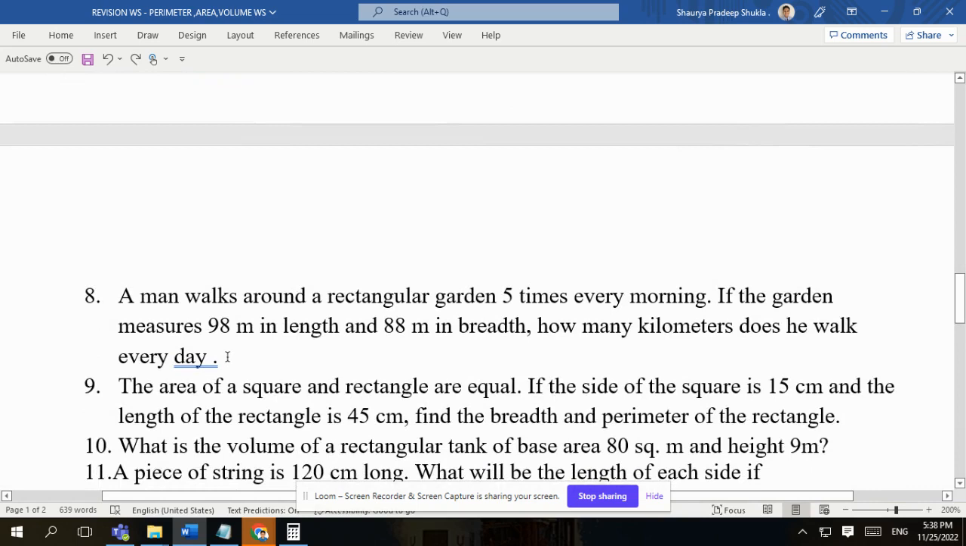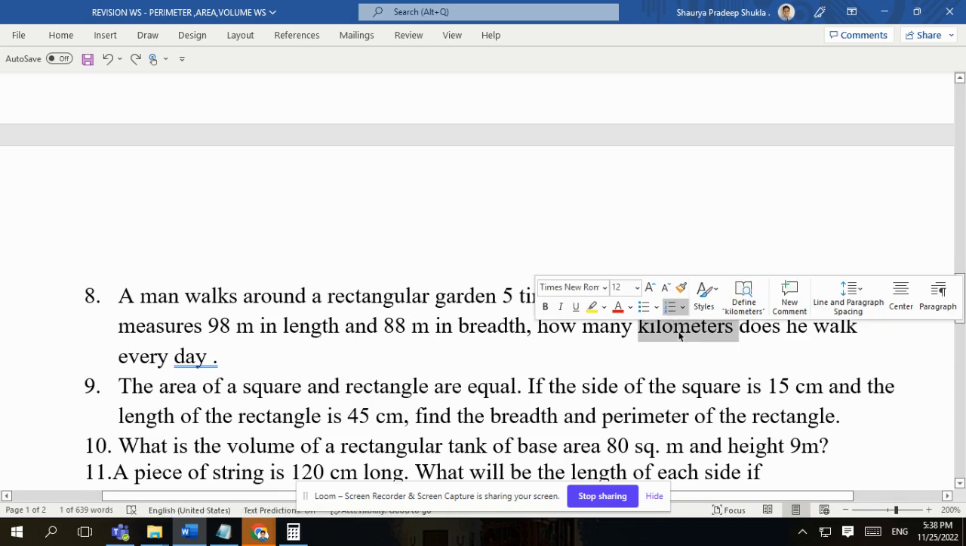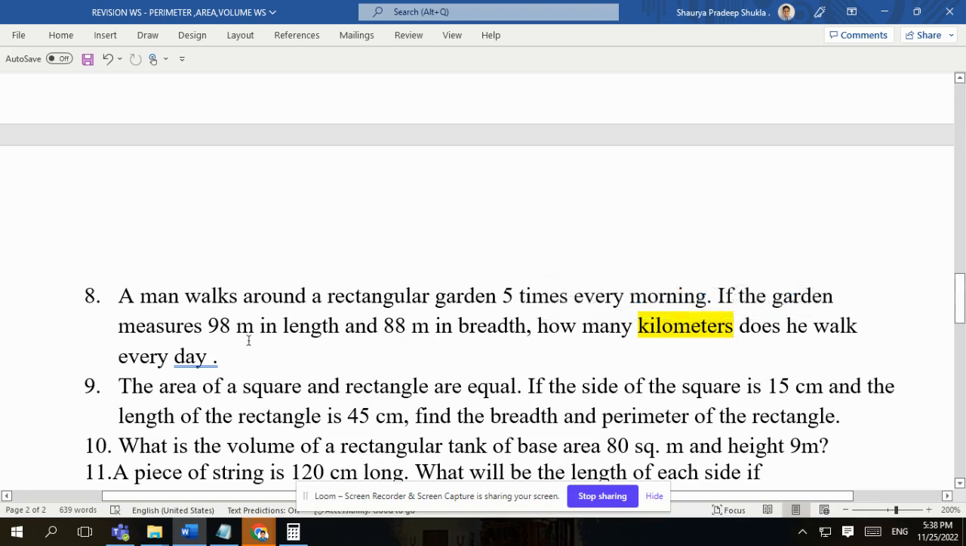A man walks around a rectangular garden 5 times every morning. A very healthy guy. He walks around the garden 5 times. If the garden is 98 by 88, how many kilometers does he walk every day? Guys, it's a very important question here. They are asking in terms of kilometers. So this is important: kilometer. We need to do the conversion here. The length is in meters, and the breadth is also in meters.